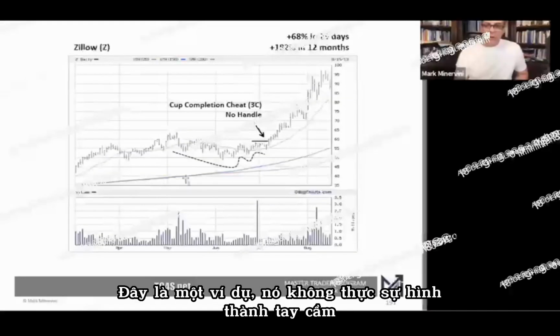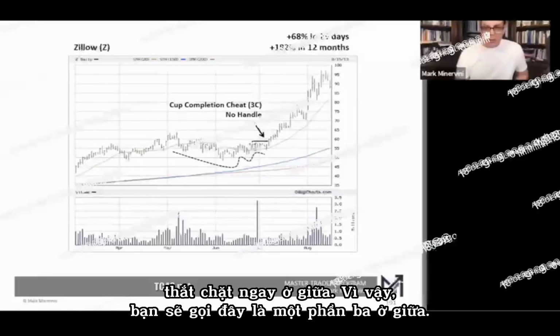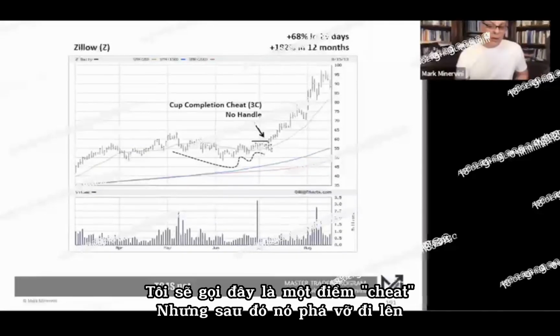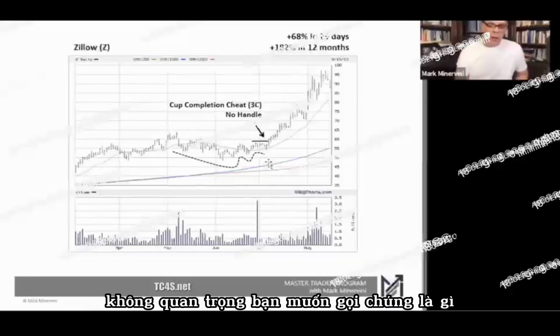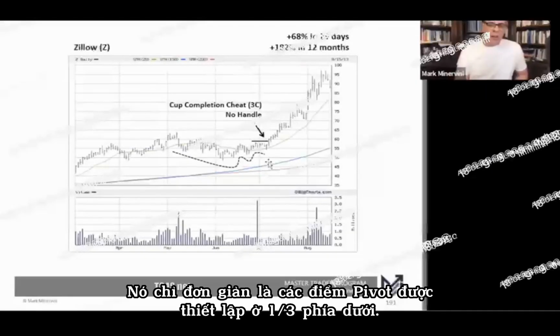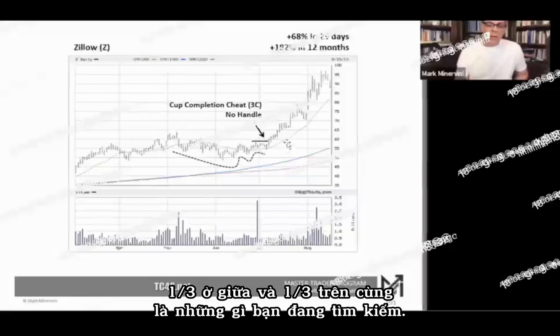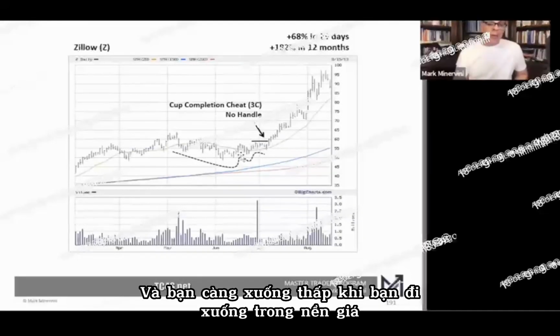Take a look here. So this is one that doesn't really form. This is sort of right in the middle. So you call this the middle third. I would call this a cheat, but then it just comes right out. It doesn't form a handle or an adjacent pivot point. It doesn't really matter what you want to call them. It's just simply pivots that set up in the lower third, the mid third, and the upper third that you're looking for. And the lower you get in the base.